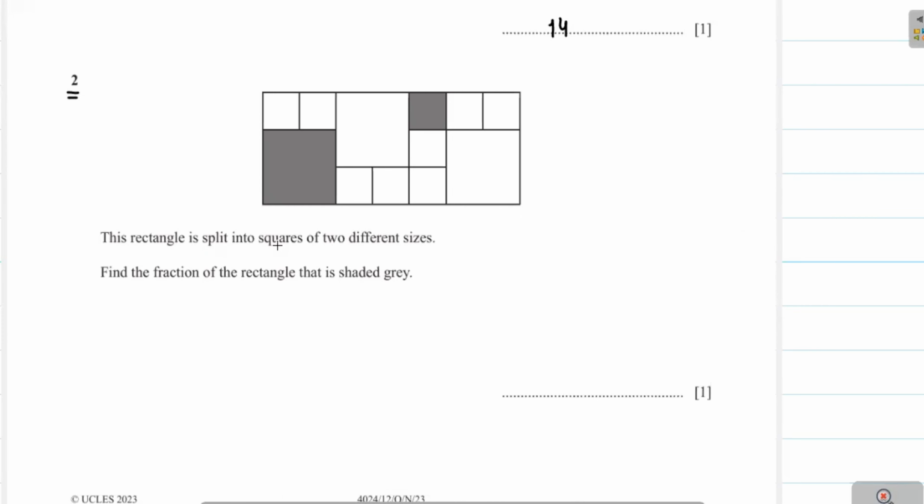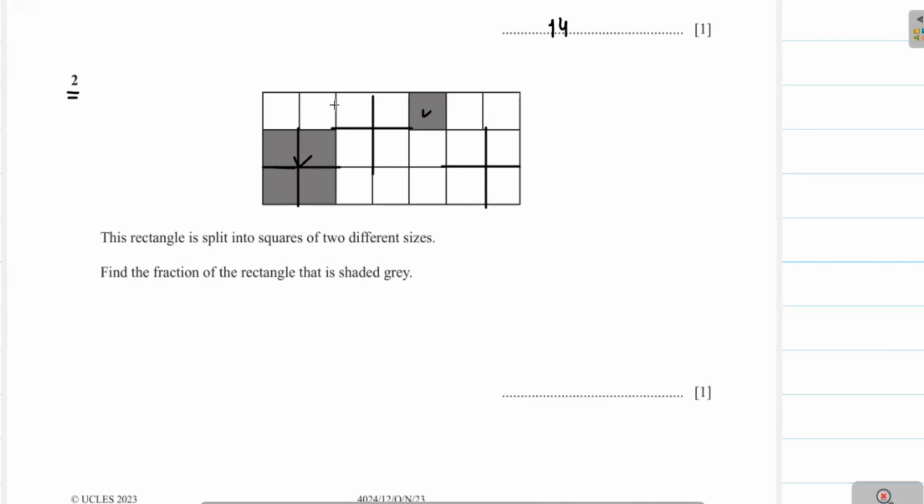Question 2. This rectangle is split into squares of 2 different sizes. Find the fraction of the rectangle that is shaded gray. To calculate this, firstly we will split the big squares into the same size as the small squares. We will draw the line there and we will join the horizontal line to the other lines.